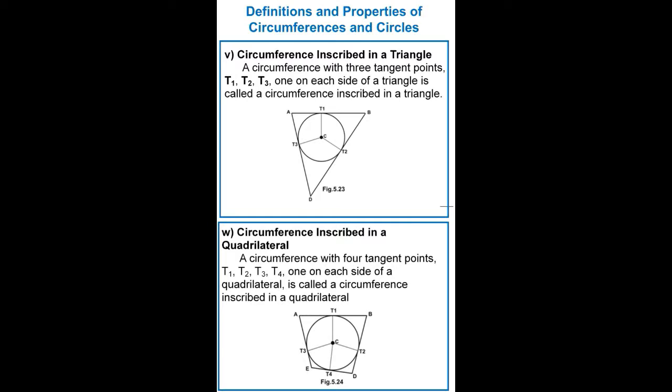In this first slide of this third class of Chapter 5 of the Basic Geometry course, it presents the definition of the circumference inscribed in a triangle. The figure 5.23 shows the triangle ABC with a circumference with center C inscribed in the triangle. That is, the circumference has 3 points of tangence on the 3 sides of the triangle.